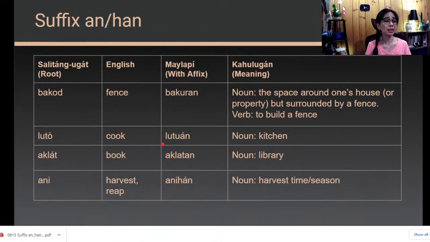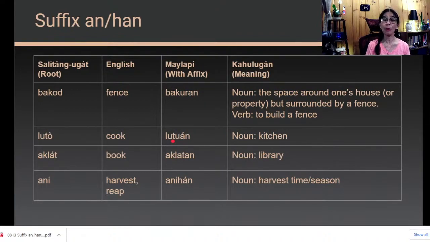Let's apply suffix: lutuan. So, lutuan, what does it mean? Kitchen. So, if you hear me say, I'm here in lutuan, I'm here in the kitchen. An is the suffix. So you can see the pattern. Bakuran, it's the space. Lutuan, it's the place where cooking is happening. So you already have the idea that when you hear an, most likely that is a space or a place. So lutuan means cooking place, or kitchen.